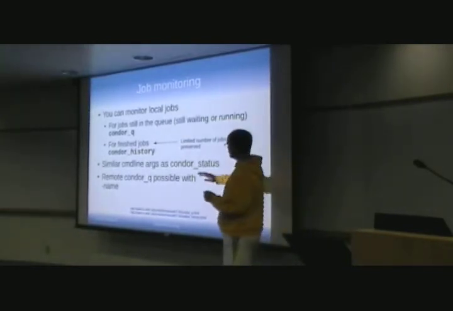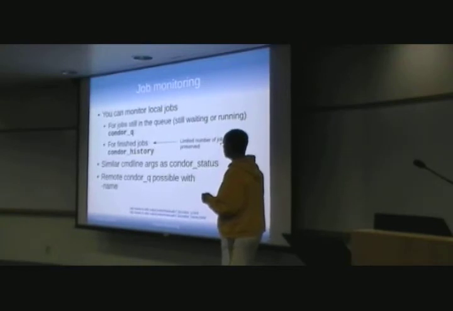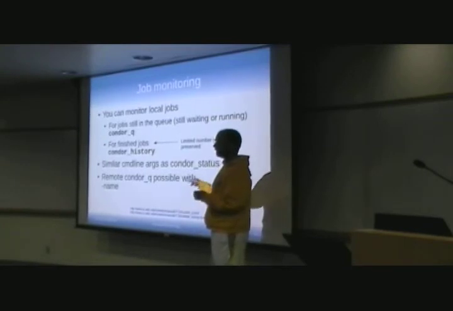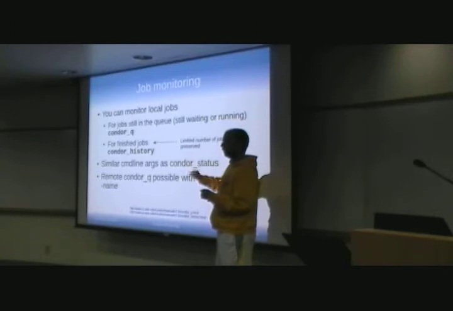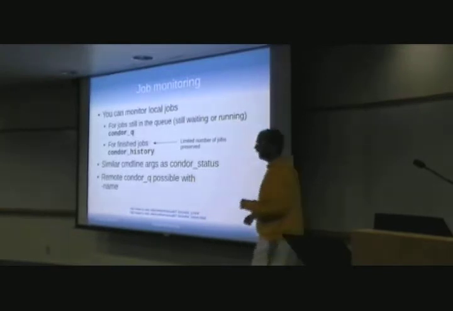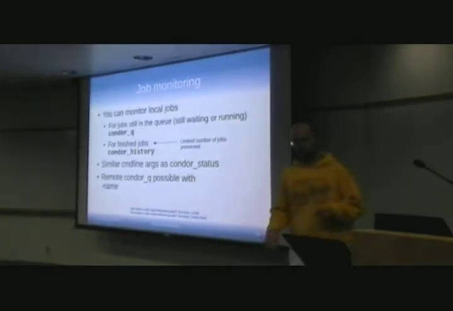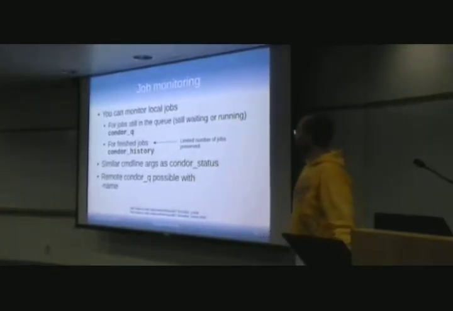It has very similar command type arguments as control status. And if you want to query a remote SCSD, do control Q minus name and the name of the SCSD, and it will actually go from one node to the other. You cannot do the same for the control history. Control history is only available locally. You have to log in to the SCSD machine in order to use control history.